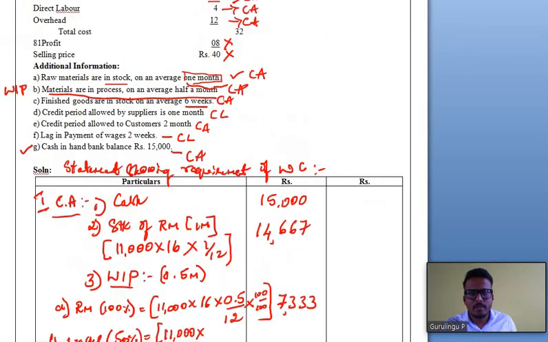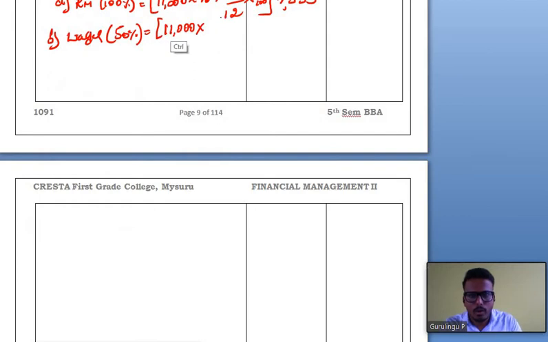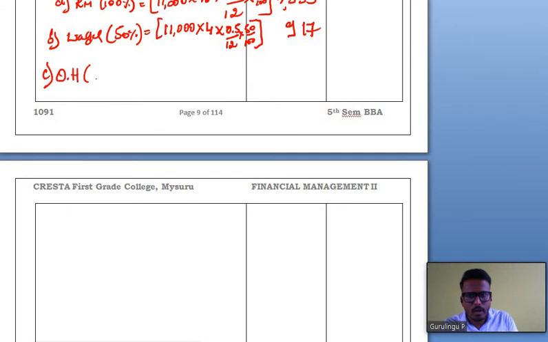The last one under work in progress is overhead; also 50% you should take. Same procedure: 11,000 units into, go back to the question and see how much the overhead is. Overhead given here is 12 rupees. Sorry, it is not a percent, it is 12 rupees, into 0.5 divided by 12 into 50%. If you calculate, you will get 2,750.